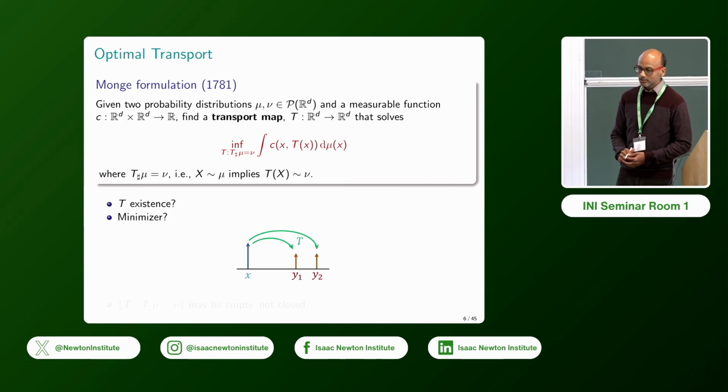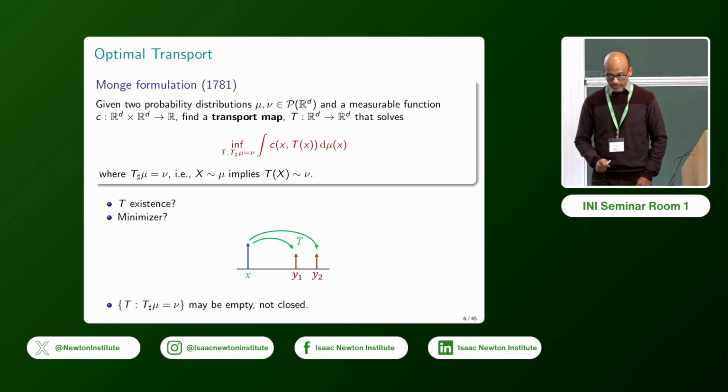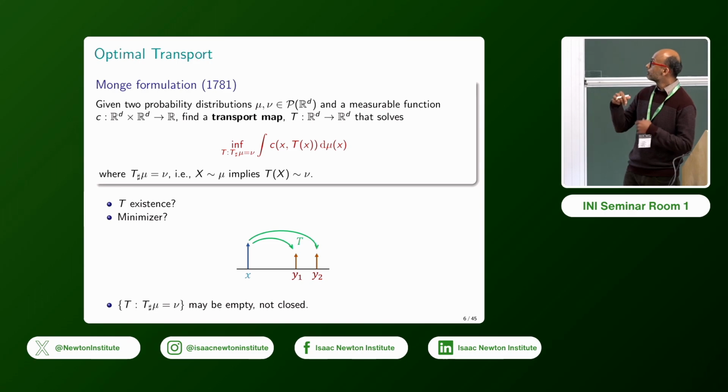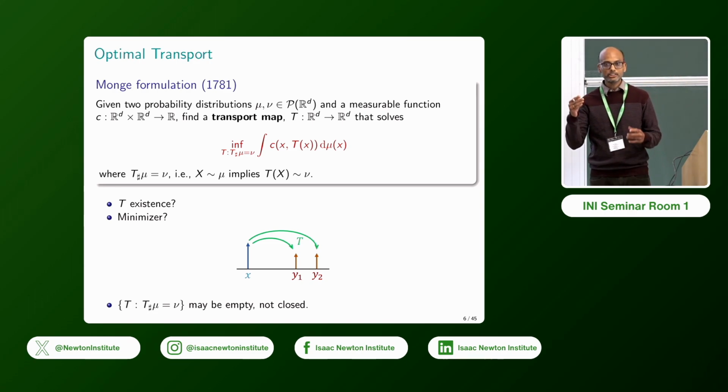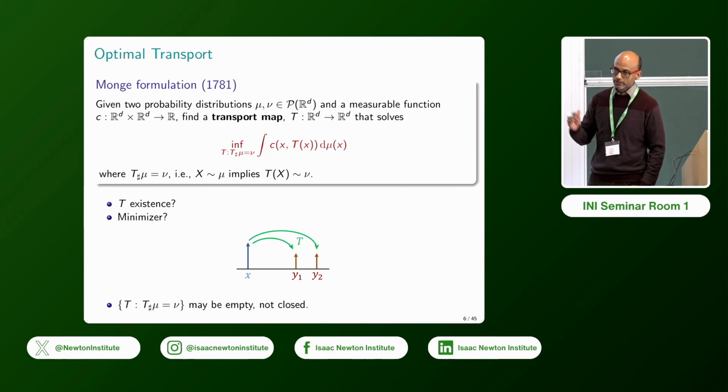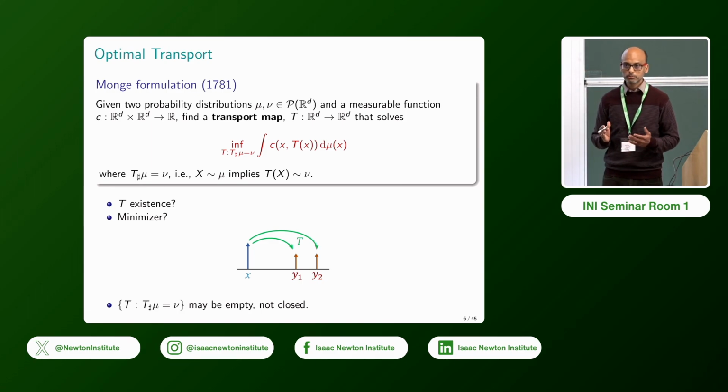And then, since this is an optimization problem, one can ask first of all whether the solution exists, and whether it is unique. As you can see here, the solution need not exist. If the measure mu is a Dirac mass supported on one point x, and nu is a measure with two Dirac masses supported on y1 and y2, then because of the way this problem is formulated, T has to be a one-to-one map, and in this case the solution does not exist for the Monge problem.